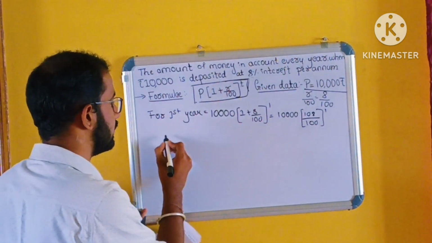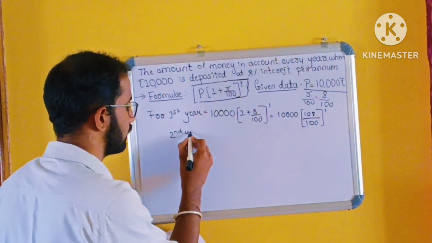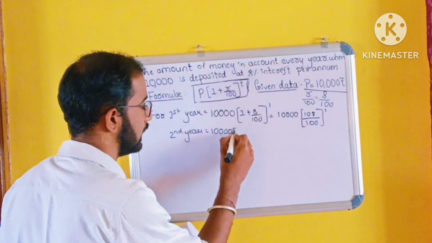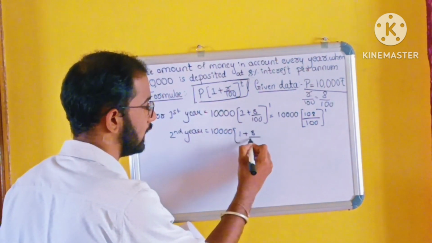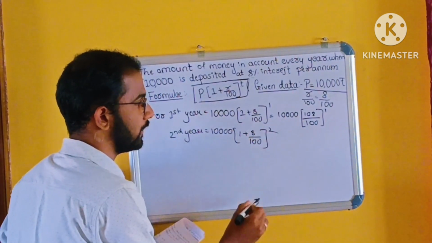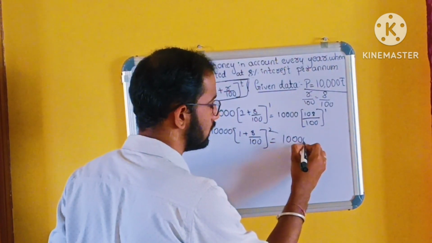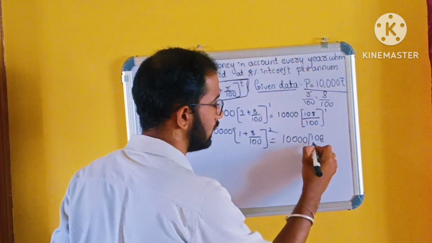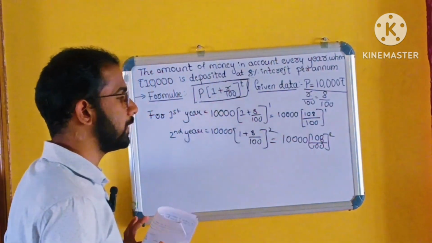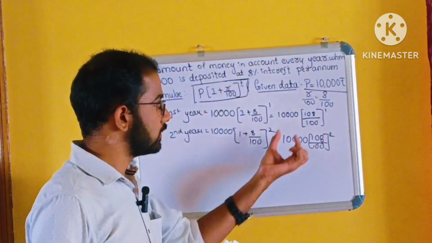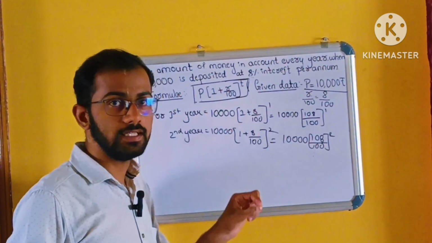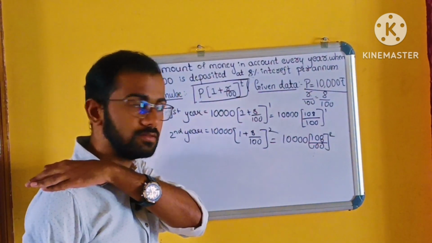Similarly, for the second year, the amount will be 10,000 into 1 plus 8 by 100. For the second year, T changes to 2, and this is 10,000 into 108 divided by 100 to the power 2. Like this, we got one sequence. So you need not calculate or simplify these large terms. Here I will explain in a simpler way.